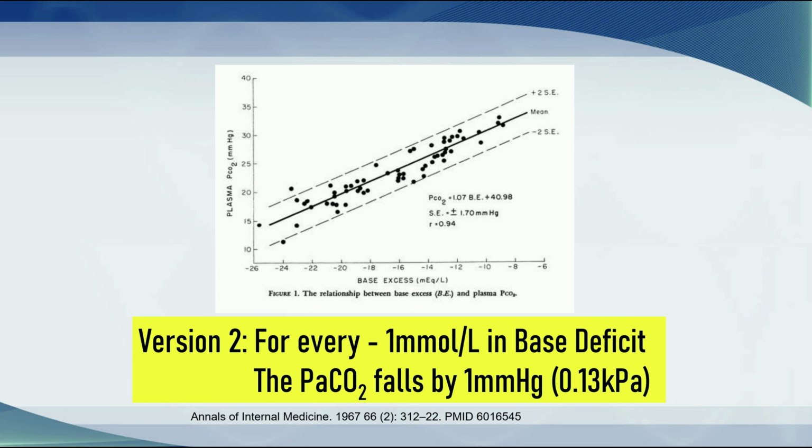So if, for example, the base deficit is minus 10, then the PCO2 should be 30. If the PCO2 is higher than that, for example, 33, 34, there is a concomitant respiratory problem. If the PCO2 is lower than this, for example, 25, there is a concomitant respiratory alkalosis. I think this is really helpful.